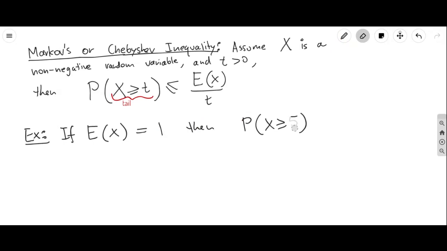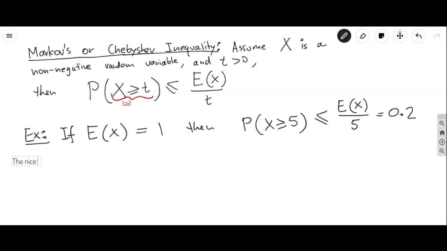So if you choose the cutoff point to be 5, and you're asking what's the probability that the random variable is greater than or equal to 5, we might not know exactly what it is, but it's certainly bounded by the expectation of x divided by 5. And since the expectation is 1, this is 1 divided by 5, so it's 0.2. So the reason why this is a nice inequality is because it tells us automatically that the probability of this taking place, we might not know exactly what it is, but it's certainly bounded by 0.2.